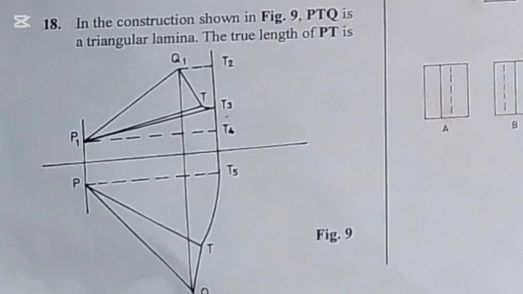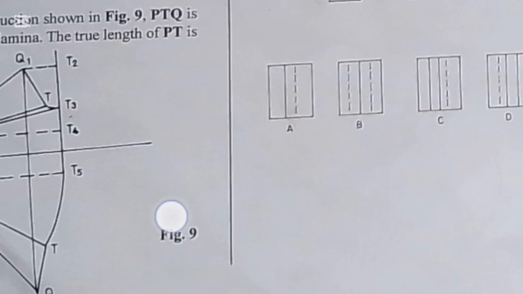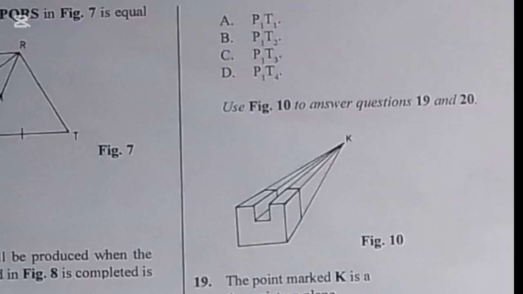Question 18. In the construction shown in figure 9, PTQ is a triangular lamina. The true length of PT, you can see this is PT here, this P and T. So the true length there is P1, T3. So is the correct answer. Let's see the option that has the correct answer. So the correct answer there is C, P1, T3.